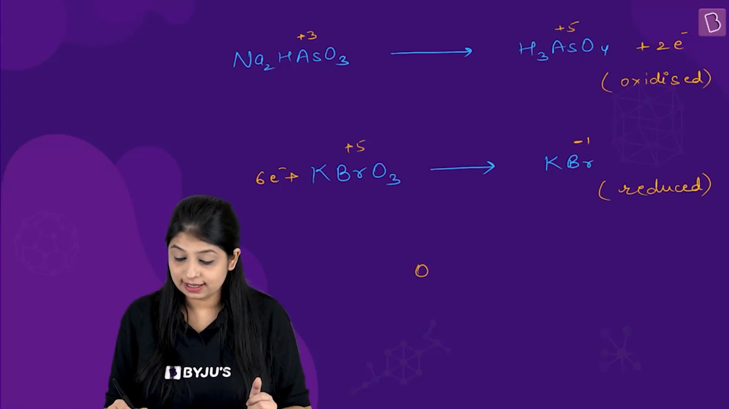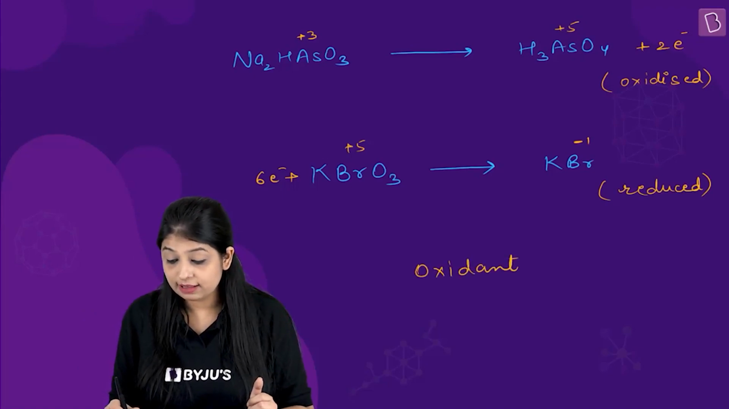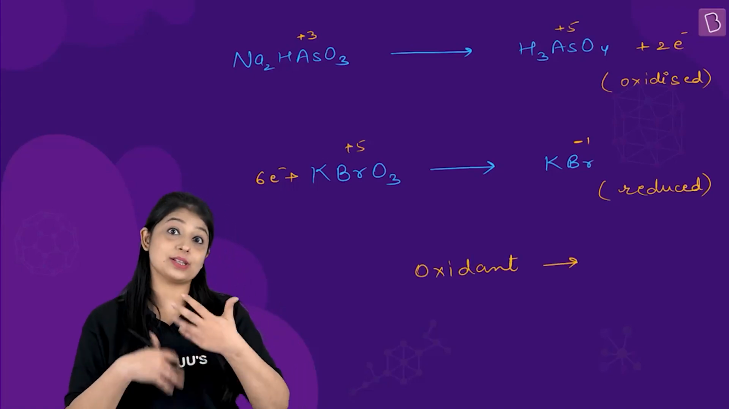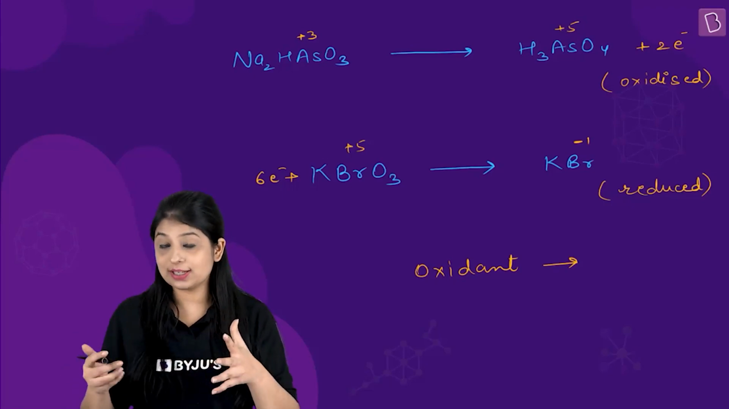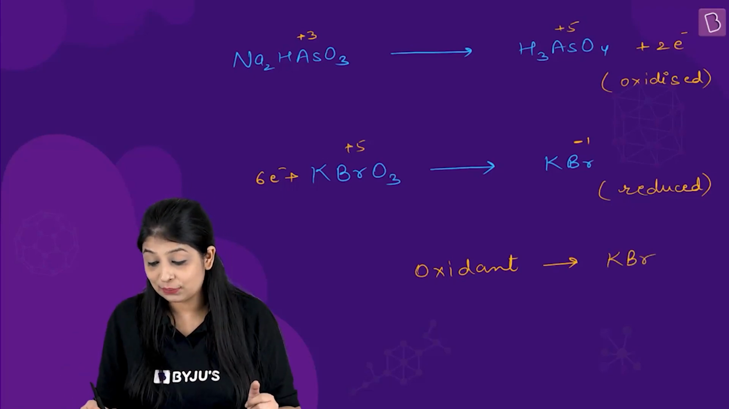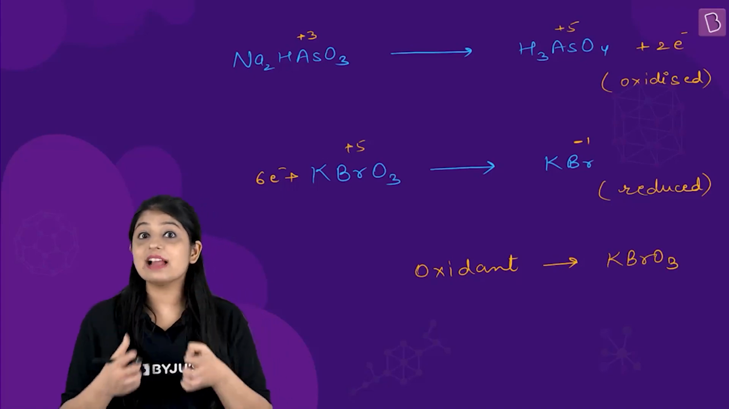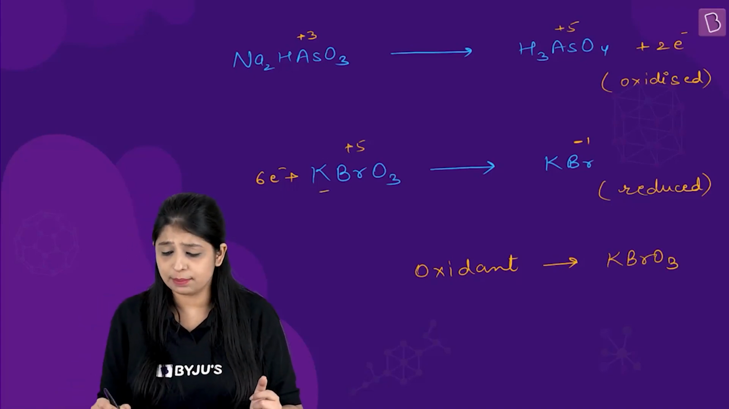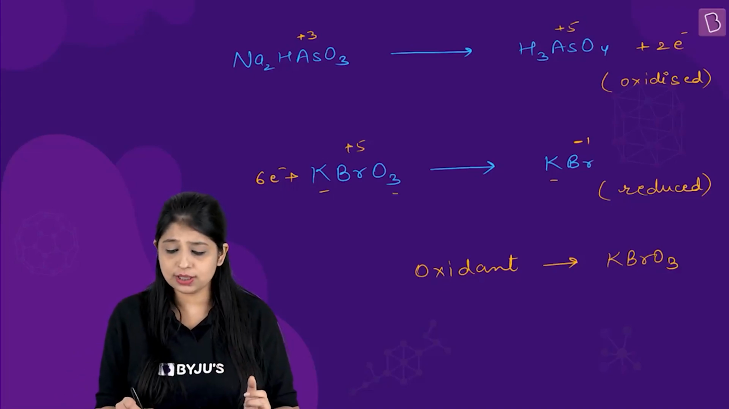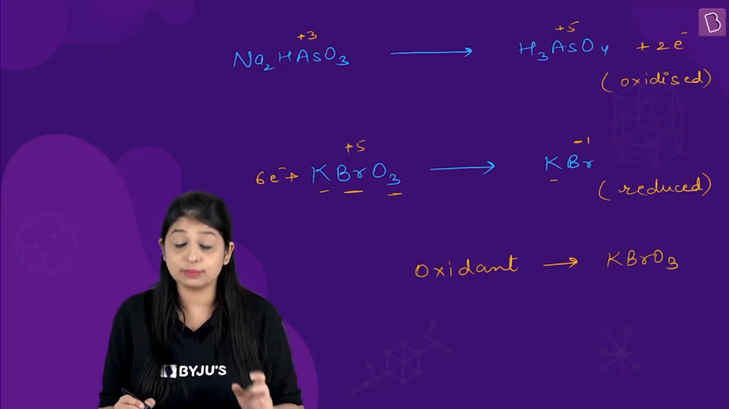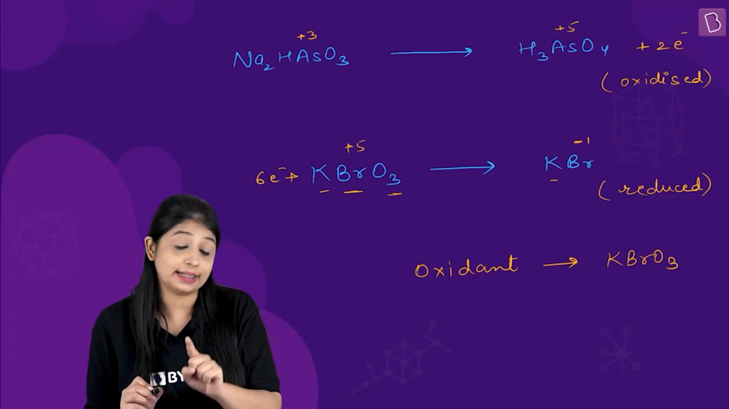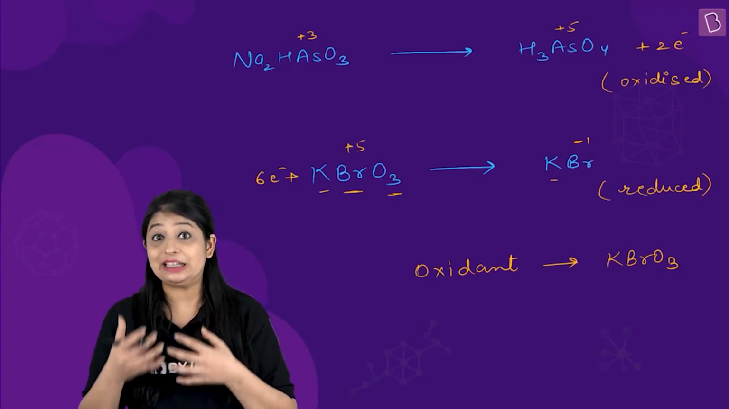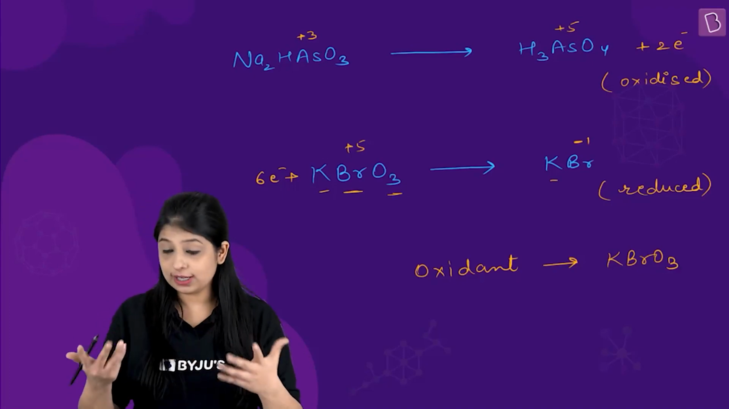What did we say? The oxidant is something which itself gets reduced but oxidizes the other. So what would be the oxidant here? It will be KBrO3, because it itself is being reduced. Why? Because potassium is the same, it's +1. Oxygen is the same, it's -2. But the oxidation state of the bromine atom is changing and it's getting reduced. Hence, it is the oxidant.